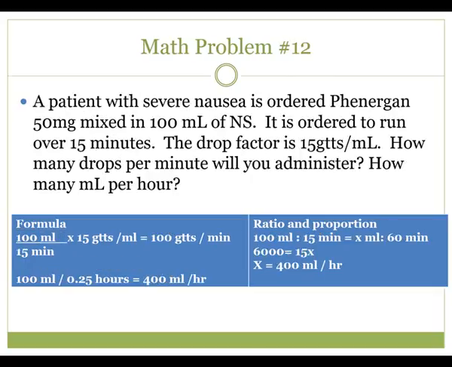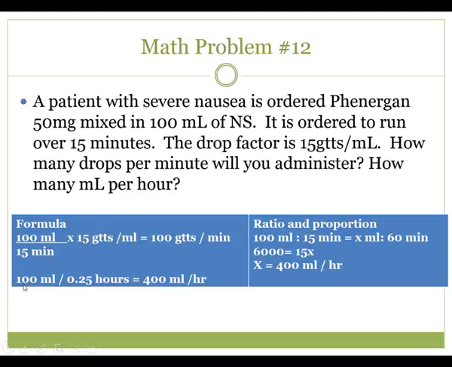Patient has nausea. He's got Phenergan, 50 milligrams ordered, and 100 mils of normal saline to run over 15 minutes. Drop factor of 15 drops per mil. How many drops per minute would you administer, and how many mils per hour? 100 mils is your volume to be infused. Your 15 minutes is your time that you're infusing it over, times 15 drops per mil is 100 drops per minute is what you would give him if you were running it by gravity.